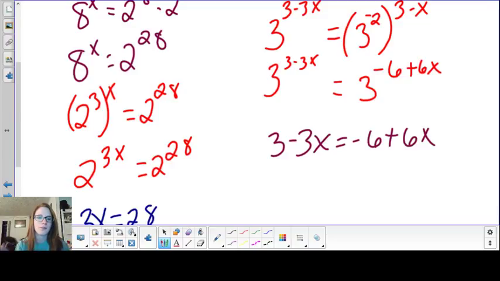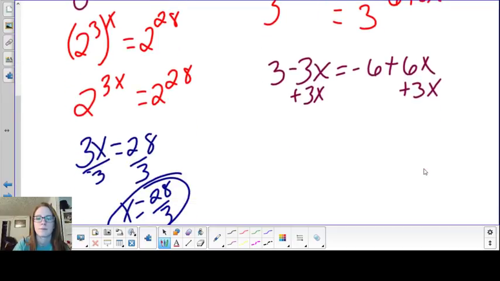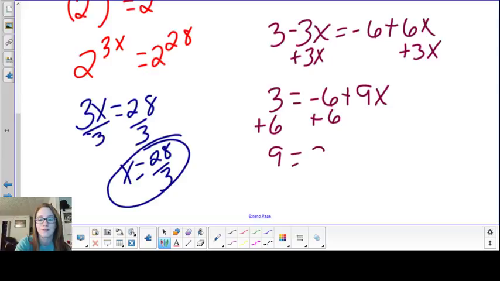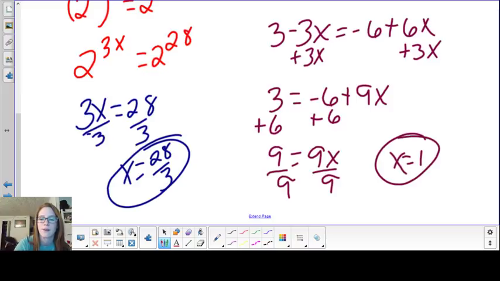Okay, so again, 4 different ways to start it. I'm going to go ahead and add my 3x. So I have 3 equals negative 6 plus 9x. Add 6 to both sides, I get 9. So 9 equals 9x. Divided by 9, and x is equal to 1.